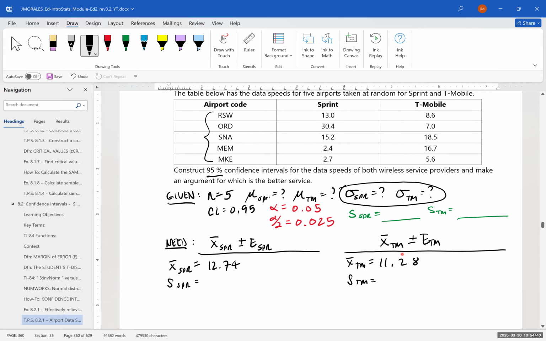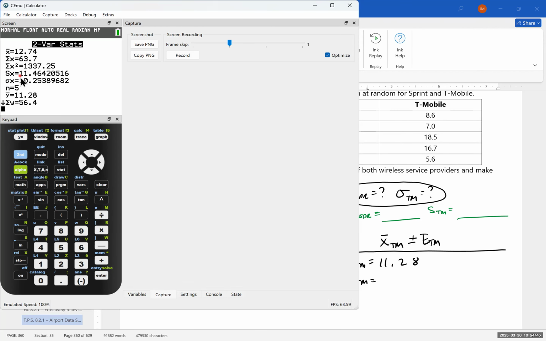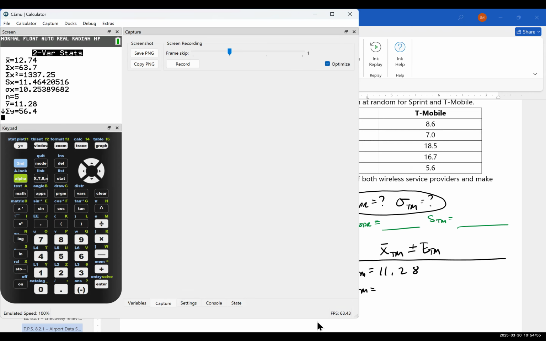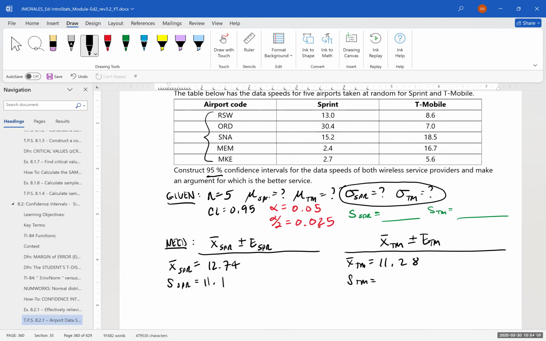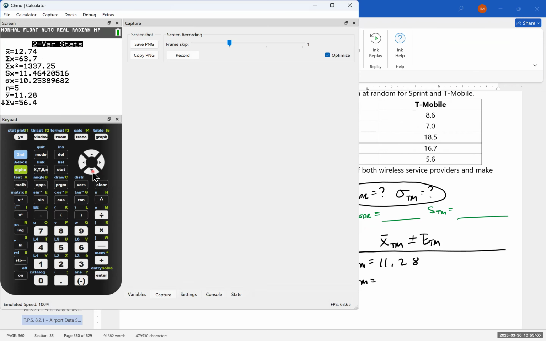Okay, so let's go here. Yeah, it gives us that. So we have 11.464. Let me write that down. And the standard deviation for T-Mobile: if we scroll down, it should give us Sy, the sample standard deviation for list Y. That's 5.901.